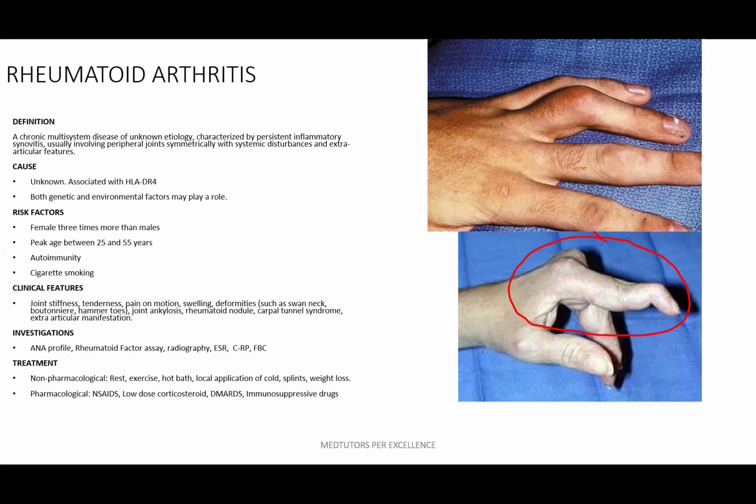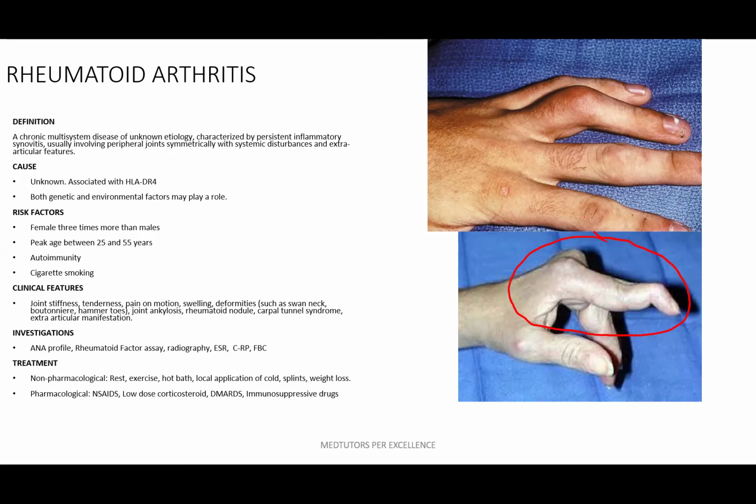Now, there are both genetic and environmental factors that play a role in the pathogenesis of rheumatoid arthritis. What are the risk factors? It is 3 times commoner in females than in males, and it occurs in young individuals up to middle age. It is autoimmune and it could be associated with cigarette smoking.